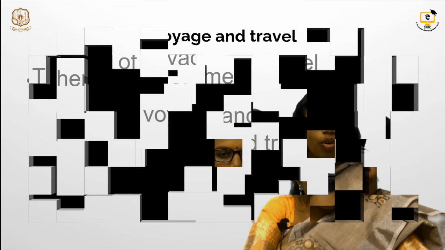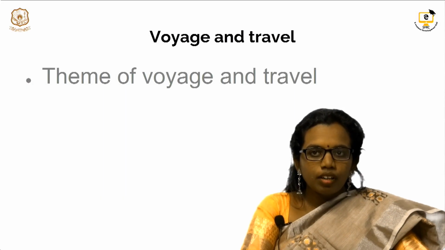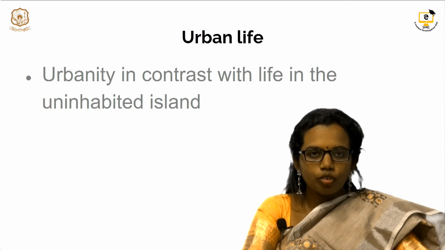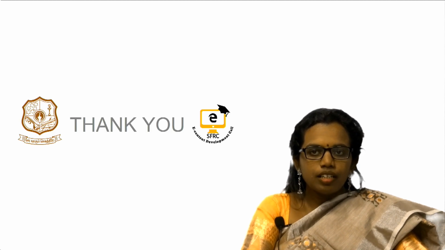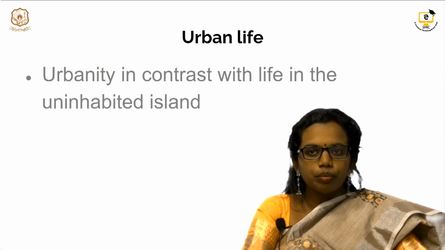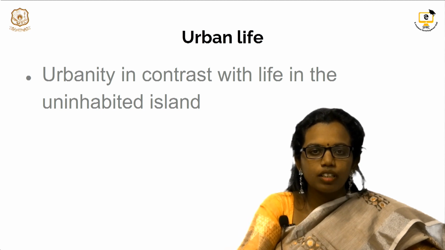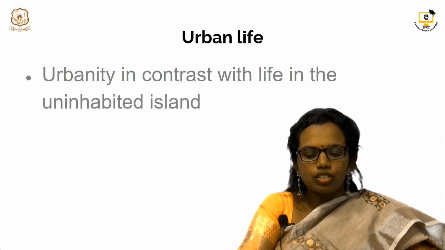Then the theme of voyage and travel, which is a lurking theme throughout the play. The theme of urbanity, which is contrasted with the nomadic life on the uninhabited island. And these are the themes, and the characterization, the dramatis personae and plot in the play The Admirable Crichton.